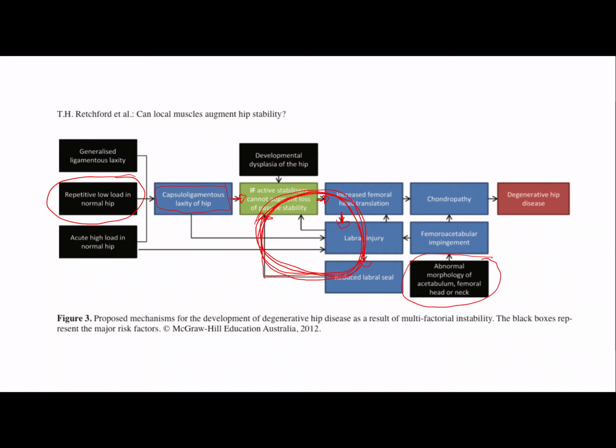So the biggest thing for this is really working on these active stabilizers. I think that's really the key to not only preventing further damage, but preventing symptoms and just keeping athletes healthy in the game.